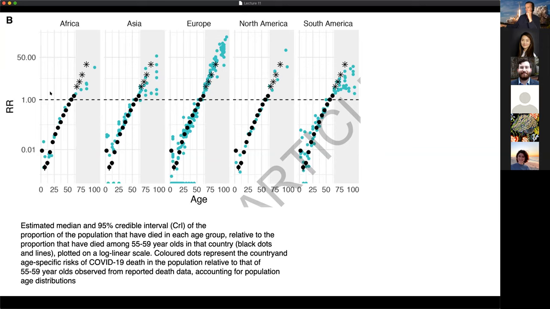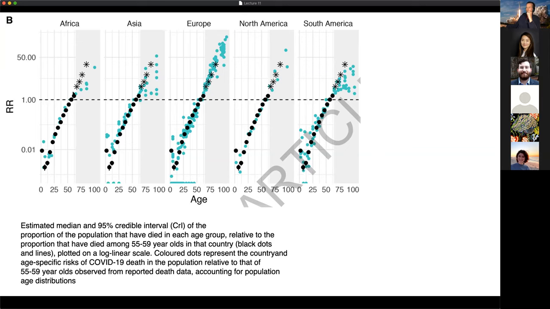So here's an interesting chart that is a little hard to read, but let me see if I can explain it. So first you have 5 different plots. They're all for different continents. So you have Africa, Asia, Europe, North America, and South America. You have age groups on the x-axis. And you have relative risks. So relative means relative to what? And it's relative to the band of 55 to 59 year olds.